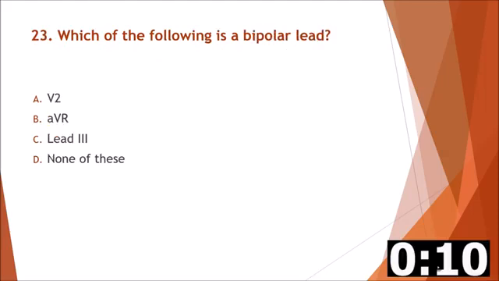Number 23, which of the following is a bipolar lead? A, V2, B, AVR, C, lead 3, D, none of these. 10 seconds.